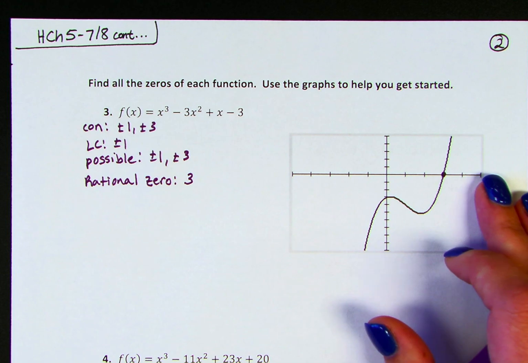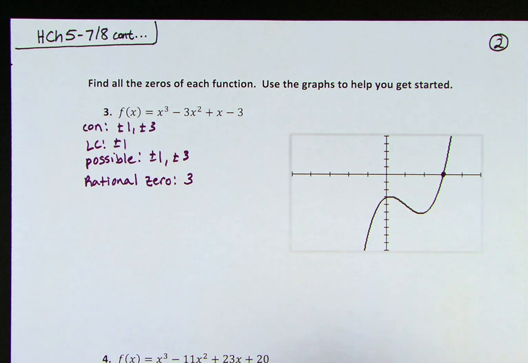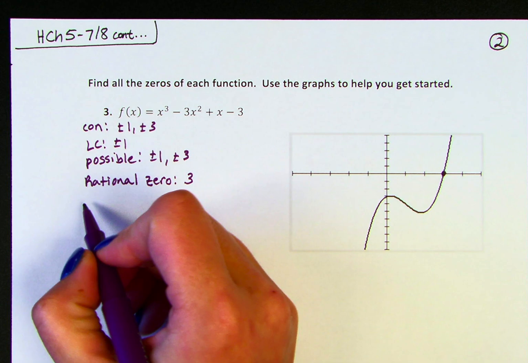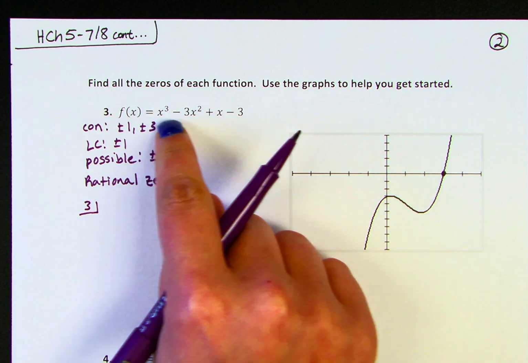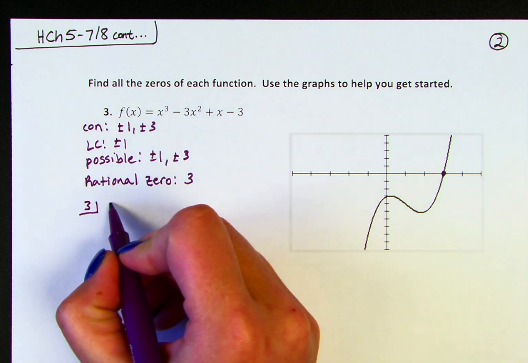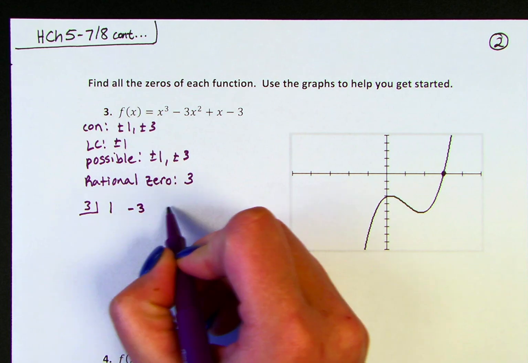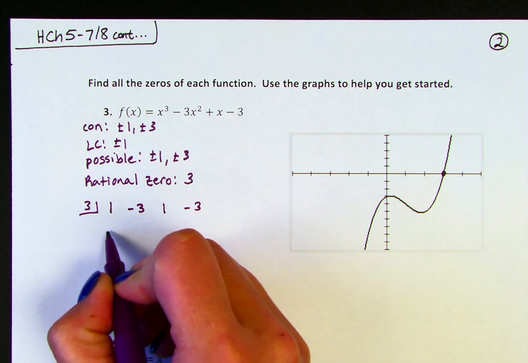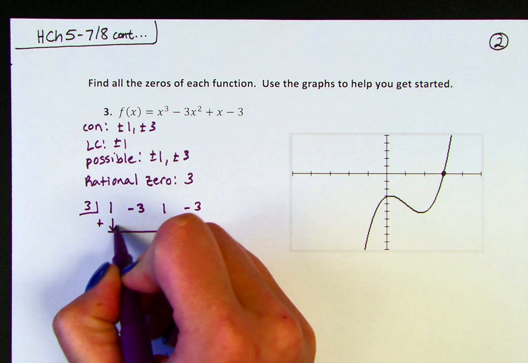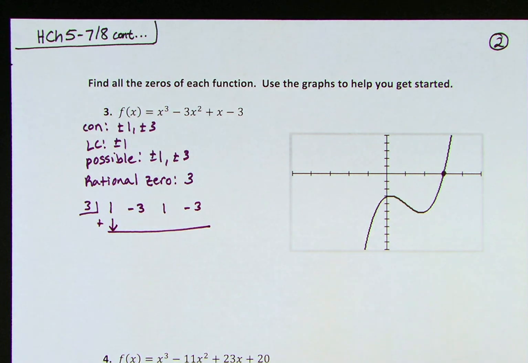So the only way to find them is to go through our division. So I'm going to take the 0 that we just found, and I'm going to divide it into my original problem. So this will be 1, negative 3, 1, negative 3. So again, go ahead and pause your video and finish out this division.